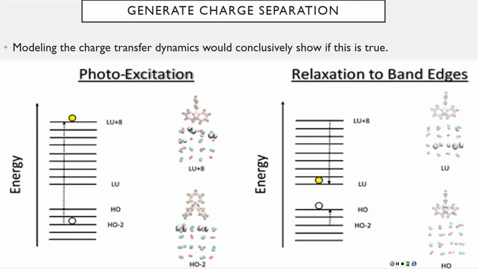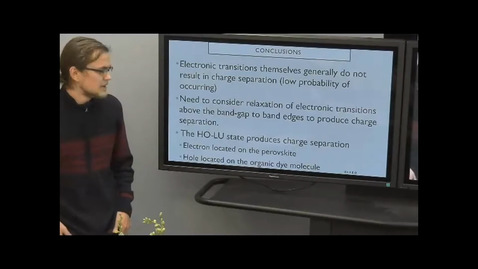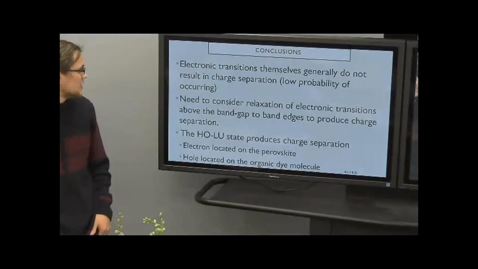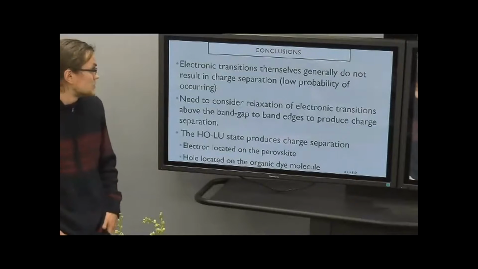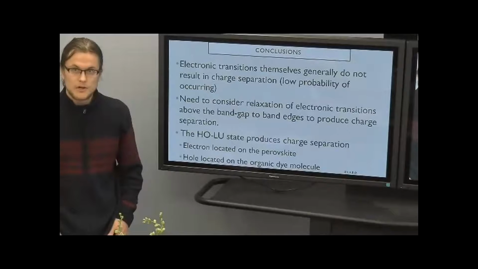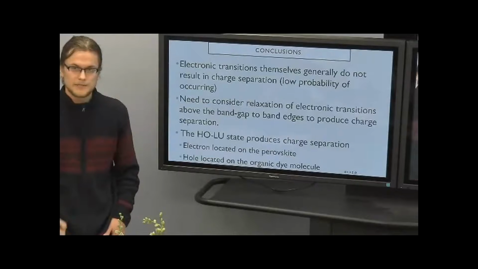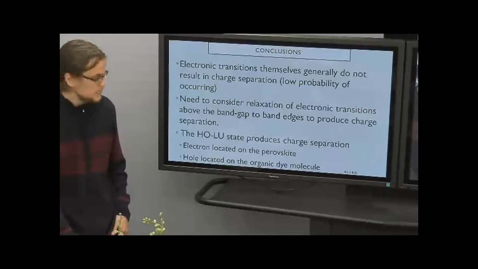To show this conclusively, I would have to do the charge transfer dynamics of this system as a next project to follow up on this. So in conclusion, photo-induced electronic transitions themselves are not enough to generate charge separation. We need to consider the relaxation processes after the photoexcitation to the HOMO and LUMO gaps, where the electron would reside on the perovskite and the hole would be on the organic dye.